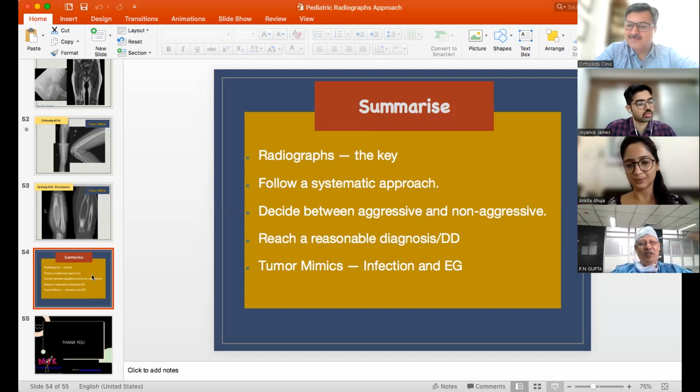Because what you had shown was a clear-cut chronic osteomyelitis on the radiographs. So that is easily identifiable. But sometimes it is really difficult, and we do face that in our practice also.